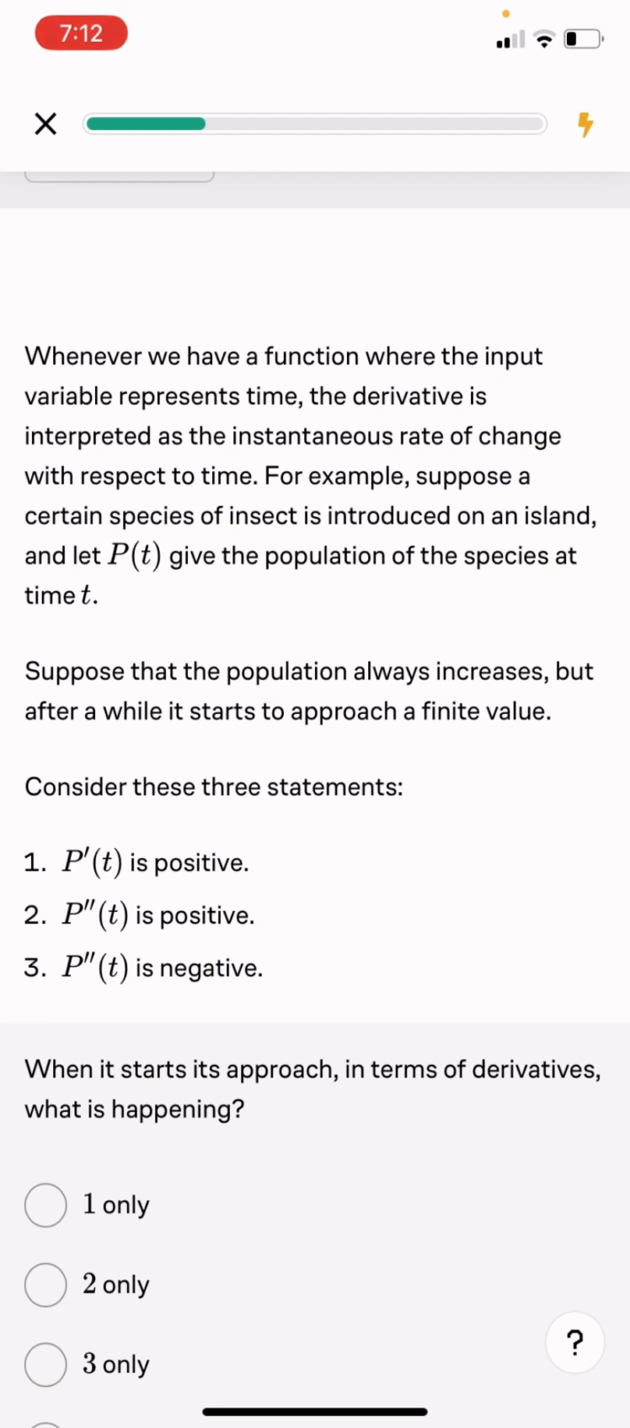So when it starts its approach in terms of derivatives, I would say 1 and 2. 1 and 3.